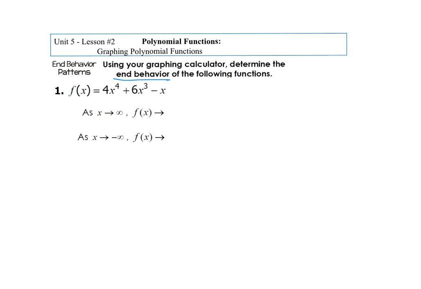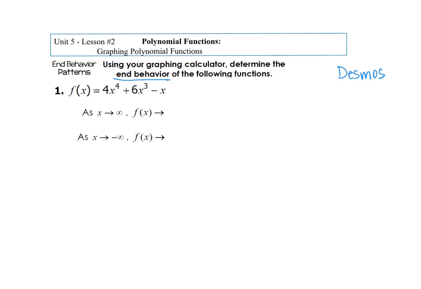Now, I'm at home. I didn't bring a graphing calculator home with me, but I have the Desmos app. So I recommend if you are working from home, get the Desmos app on your smartphone or go to desmos.com. That is Desmos. It's an app or it's a website.